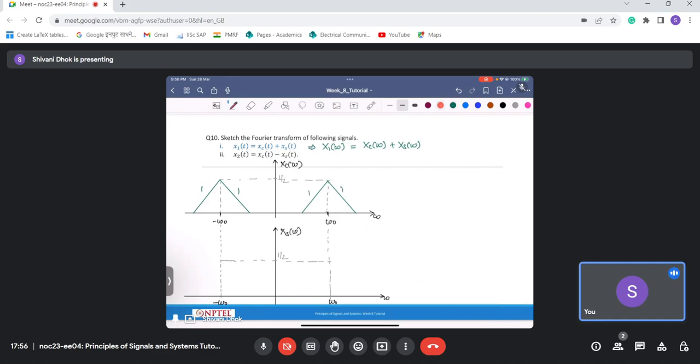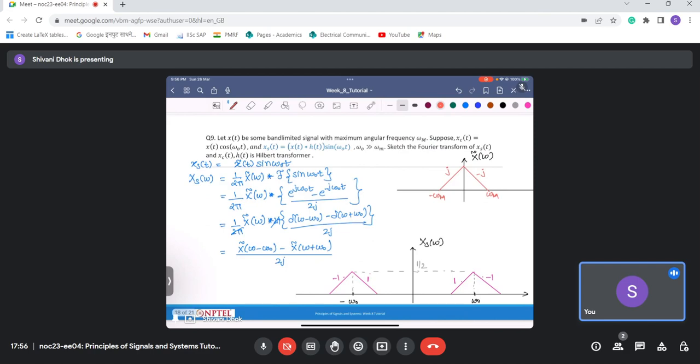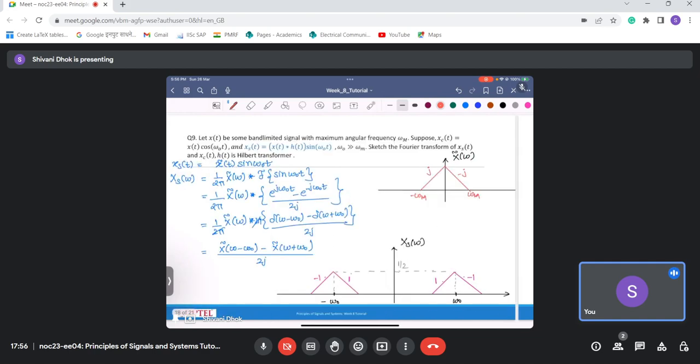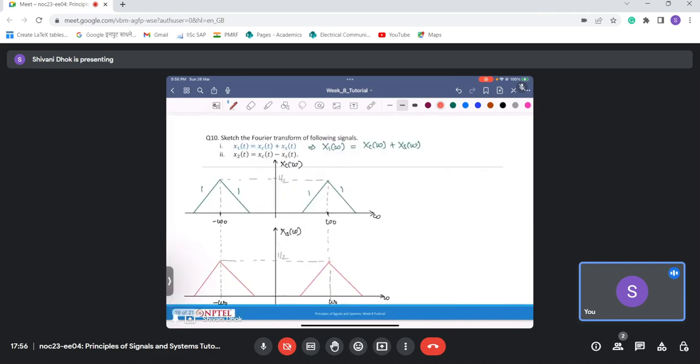Now if I consider xs of omega, it is something like this, but I have some different sort of scaling, which we have seen in the previous thing. So we have something like this. Okay, so now here this part is scaled by minus 1 and this one is by 1. And this x1 of omega is basically addition of these two parts.